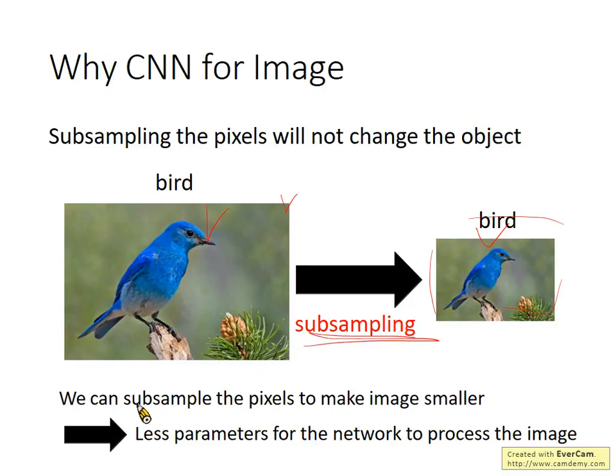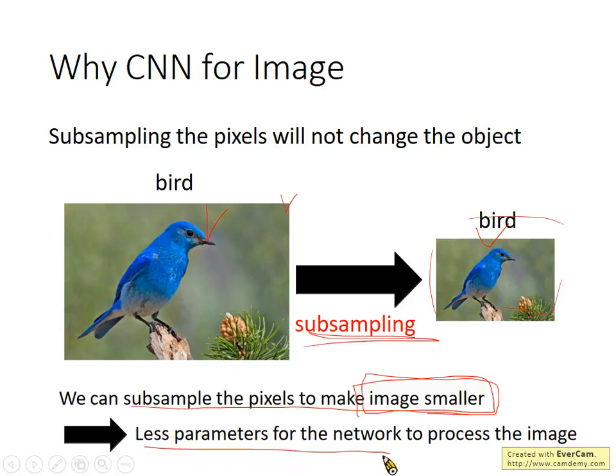So we can subsample the pixels to make images smaller, and as the image becomes smaller, the dimension of the feature description can be largely reduced, so we have fewer parameters to be estimated. Through this observation, we can design a new network structure where we use much fewer weights or parameters to describe image information.